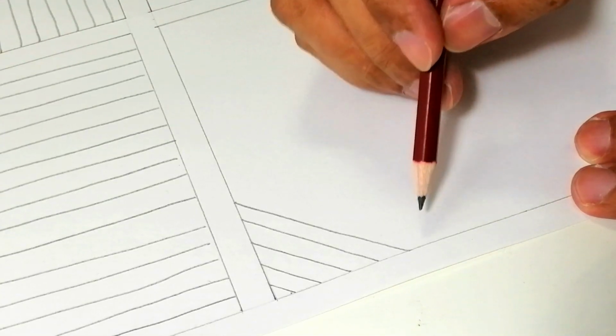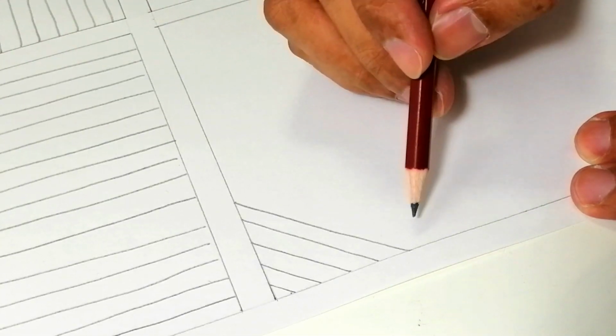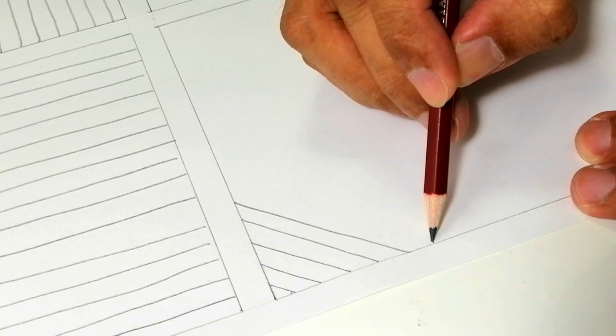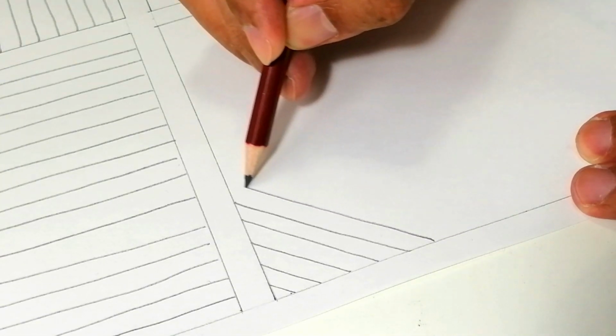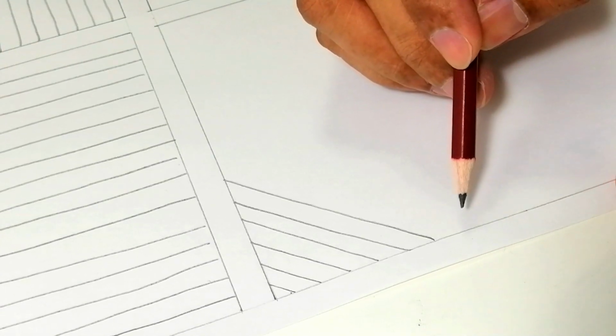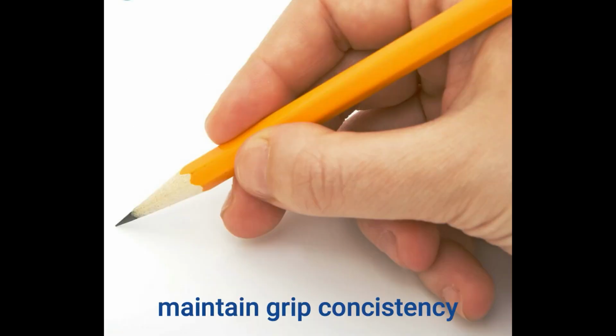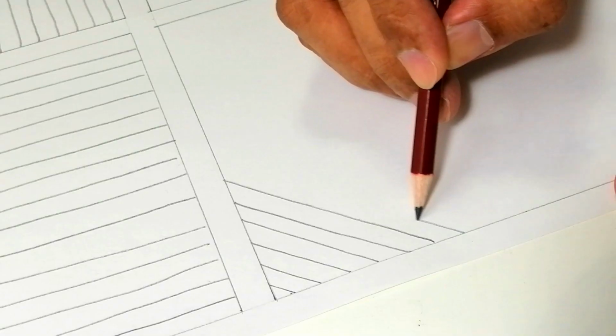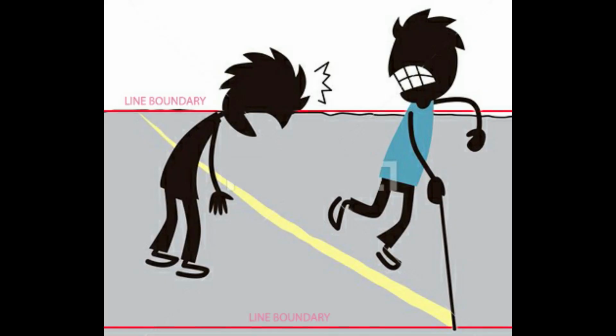Ipahinga lang natin. So guys, sa long lines, again, use your elbow para nakaka-relax ang forearm. Then, sa pag-swing, nakaka-relax siya sa pag-create ng lines, okay? Again, maintain the grip consistency and line boundary, okay?